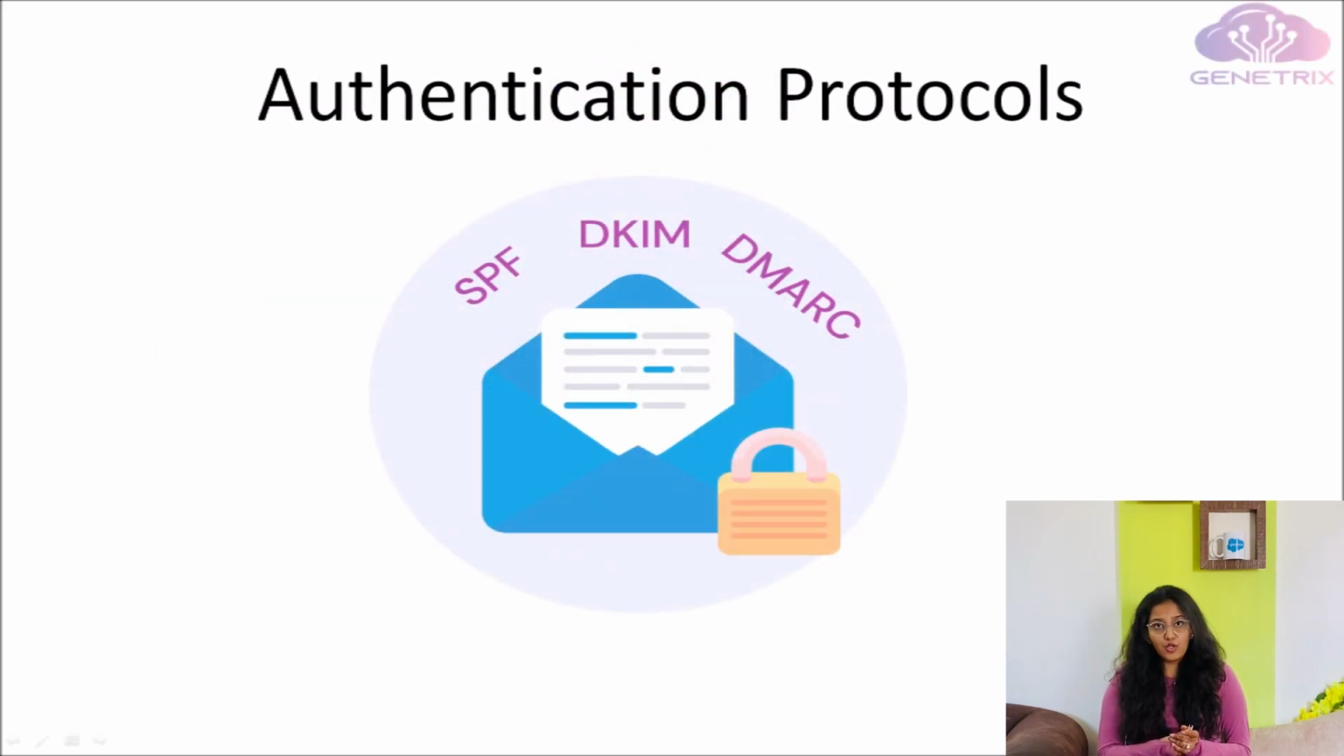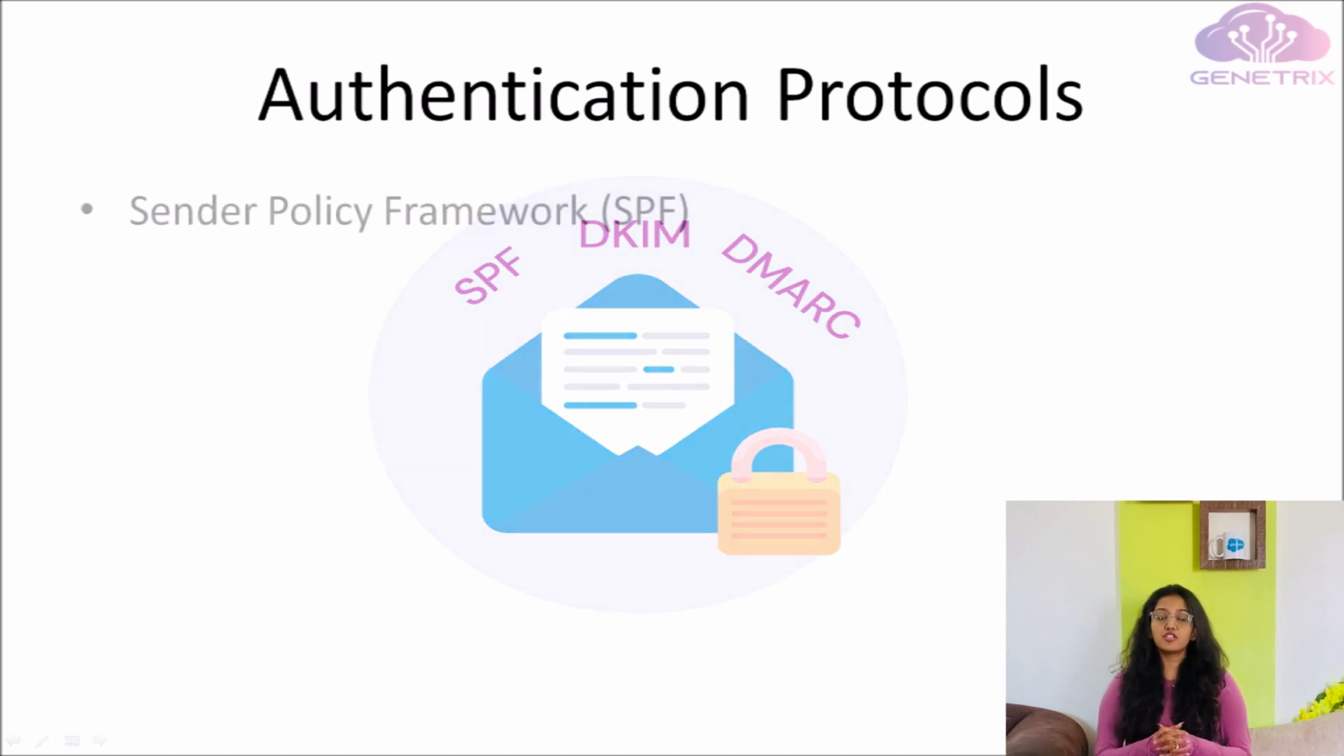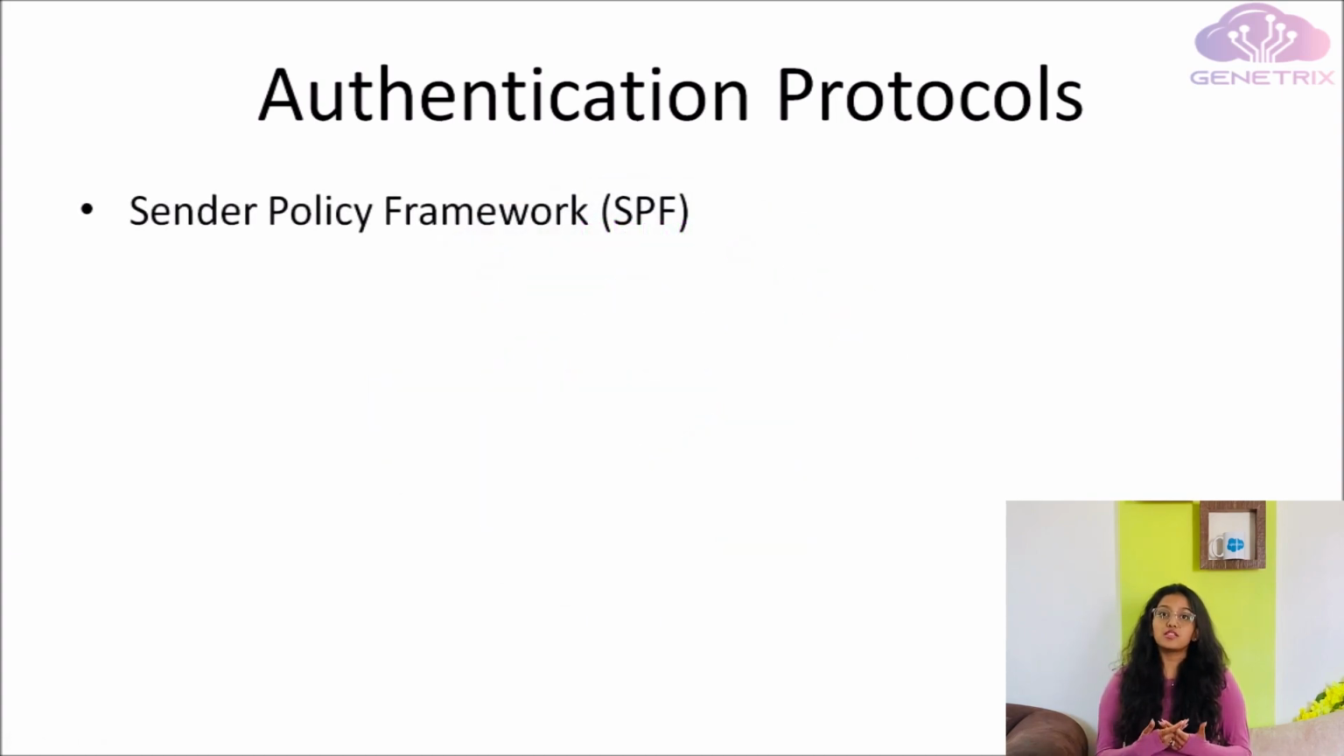Now let's have a look at the few authentication protocols that are there for SAP typically. First up we have Sender Policy Framework, that is the SPF. SPF allows you to specify the authorized sending IP addresses for your domain. When an email is received, the recipient's mail server can check the SPF record to verify that the email is sent from an authorized source.